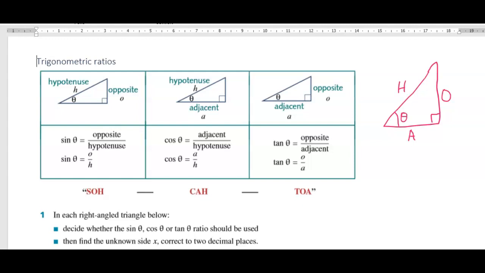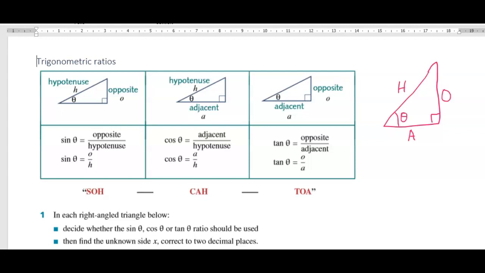Now this sign here that I put in for the angle is theta, and it's just a Greek letter that we use to represent an angle. So often you'll see in maths, especially if you go on to do VCE maths or university maths, Greek letters used quite a bit. So we don't use only English letters, we use Greek letters as well. So that's what that is, theta.